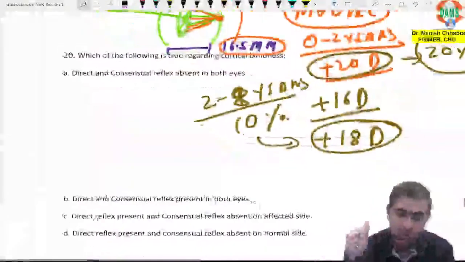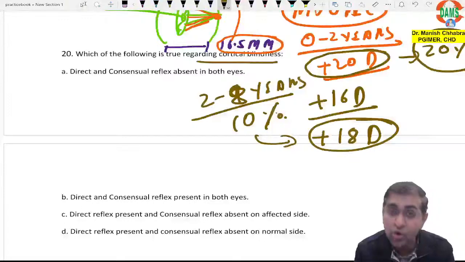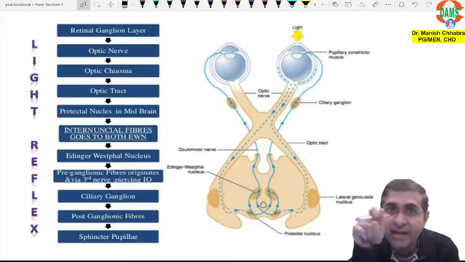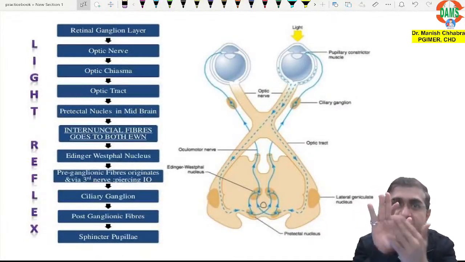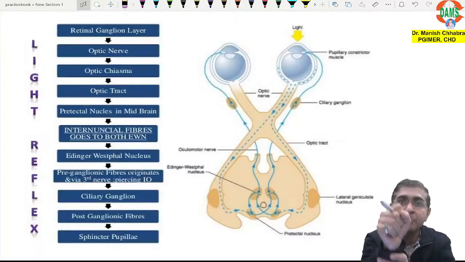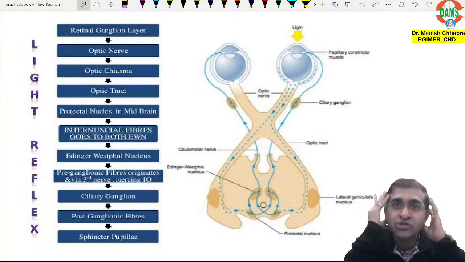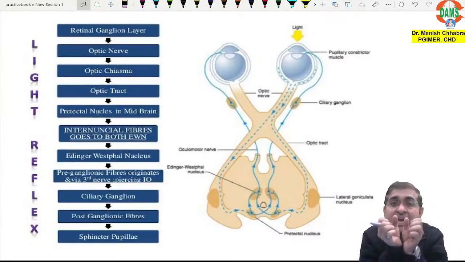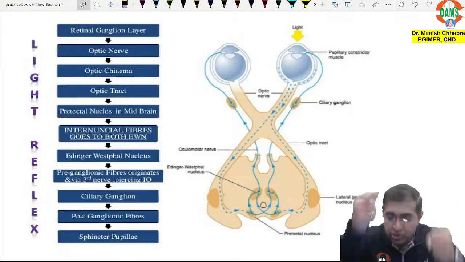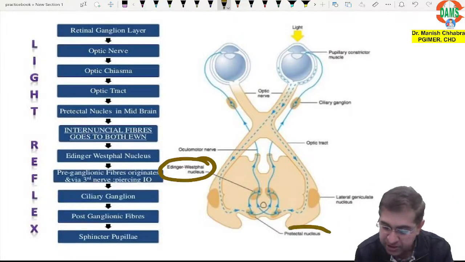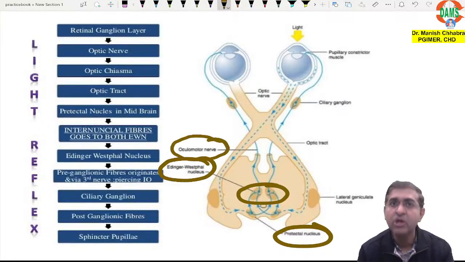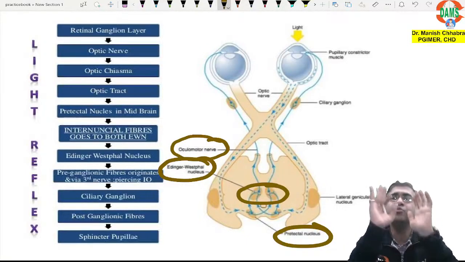Okay. Now coming to the next question, which of the following is true regarding cortical blindness? For that, you will have to understand quickly. If you shine light into the eye, it strikes the retina, from where it goes into the optic nerve. From optic nerve, it goes into optic chiasma, then optic tract, then the pretectal nucleus of the midbrain, then through internuncial fibers to supply both Edinger-Westphal nuclei, from where the impulse follows the oculomotor nerve and both pupils will be constricted. Yes, this is the normal pupillary light reflex.